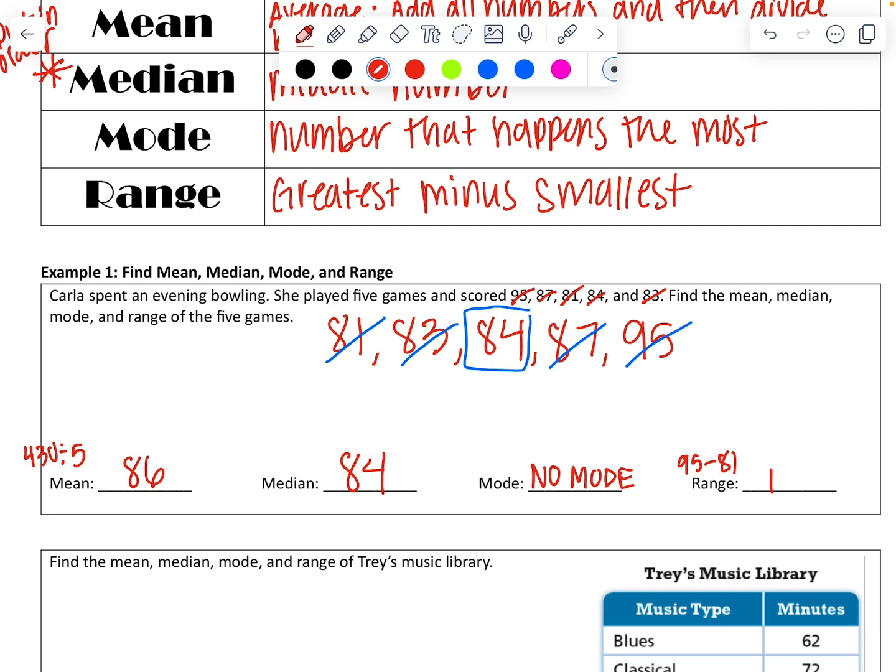So that is what we're doing today. We're finding mean, median, mode, and range on each of our problems. And that's what you'll be doing on the homework.